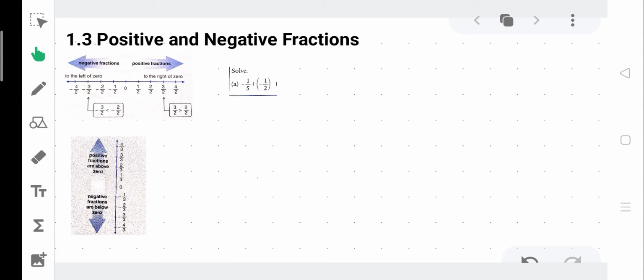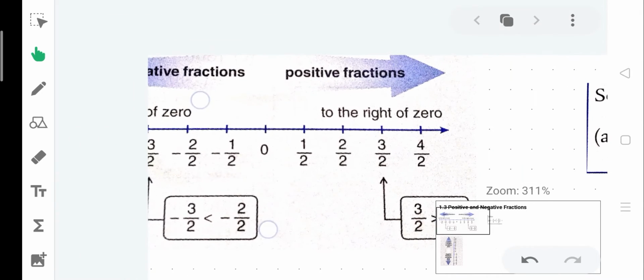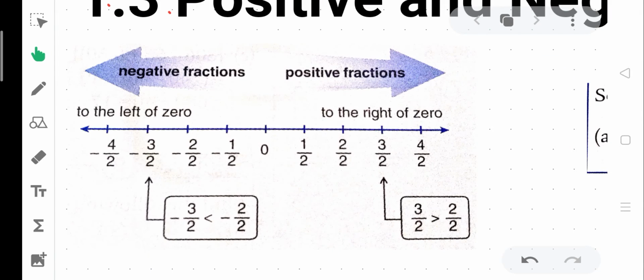Okay, in this video we're going to talk about 1.3 subtopic, positive and negative fractions. Okay, so let's see these figures. We can see that we have negative fractions and positive fractions. In the center we have a 0. From the left side of the 0 we have negative fractions, and from the right side we have positive fractions.